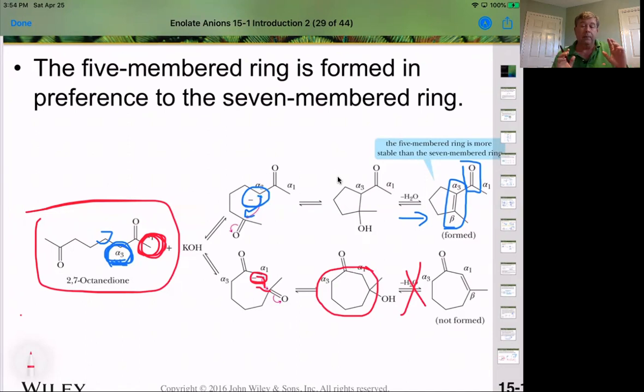All right, that's the end of section 1 of enolate ions. Continue on for our section 2.